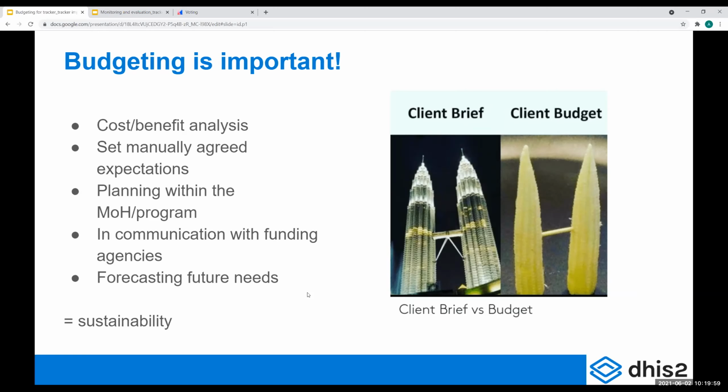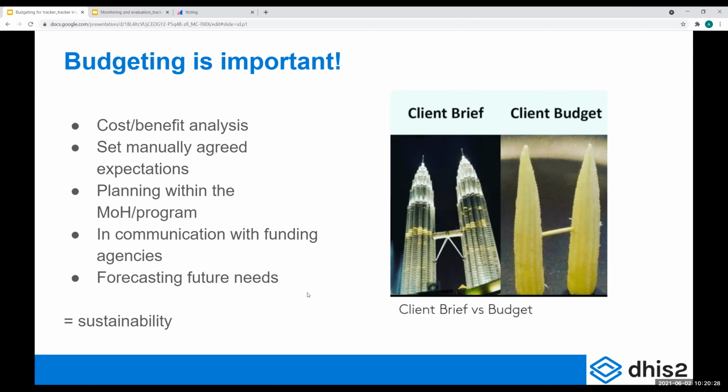Having a proper budget can be important to communicate with the funders of your project. DHIS2 is quite often funded by various funding agencies like Global Fund, Gavi, and other development aid agencies. Often they require a budget. Often we at HISP, who are sometimes managing larger contracts, require a very high level budget.